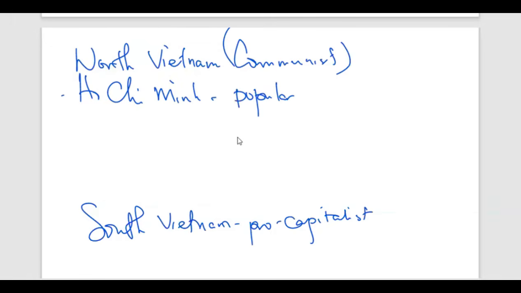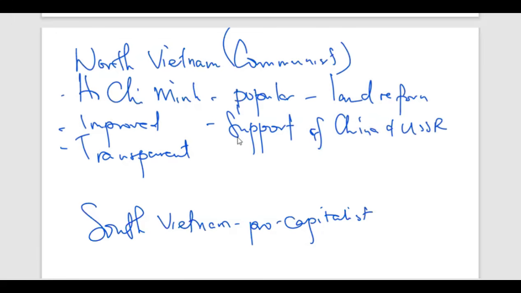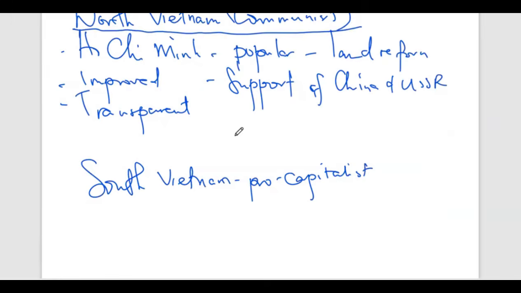It was addressing the demands of the people. They instituted land reform. They gave people land. And also they improved education. The governance was transparent. And also they had the support of China and the USSR. That was the North Vietnam situation under Ho Chi Minh. They were trying by all means to support their own people, to fulfill the demands of their own people, to be a transparent government.